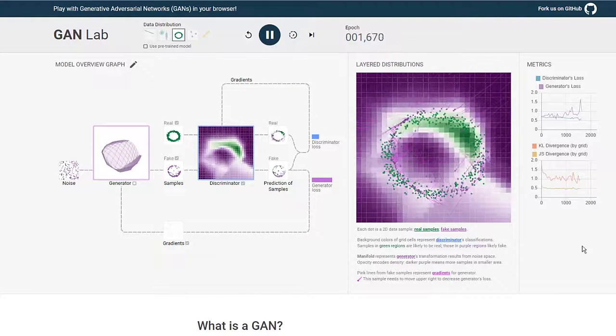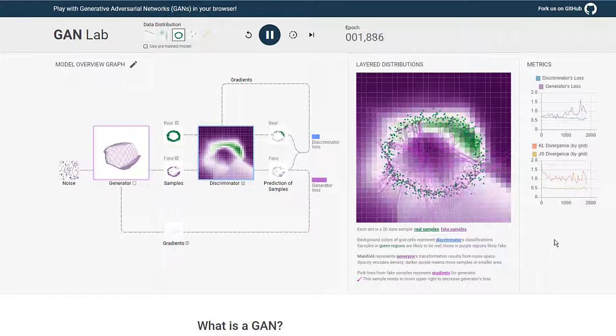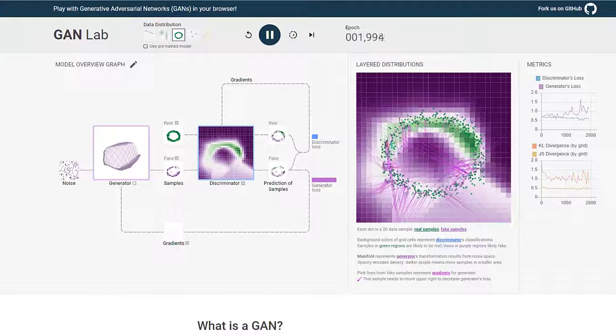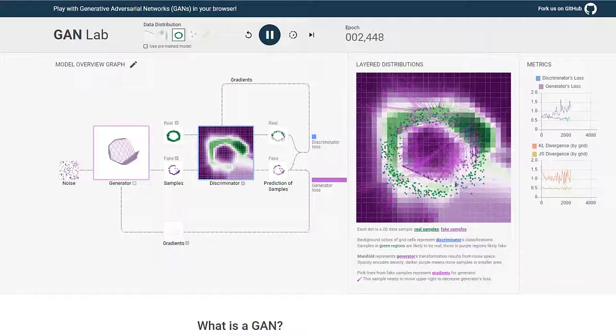And as we go on and on, it should get tighter and tighter. Already we're seeing the generated purple fake samples starting to get more and more within that actual distribution that came from the original real data distribution there. And let's take a look at the metrics over here.